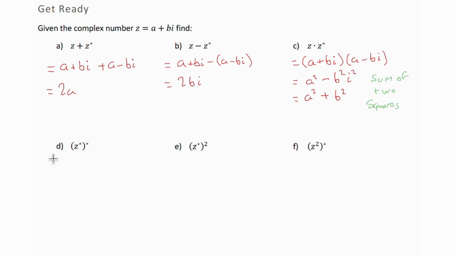The conjugate of the conjugate. So z conjugate is going to be a minus bi. And then the conjugate of that is going to be a plus bi, which is just z. So the conjugate of the conjugate just takes you back to the original number.